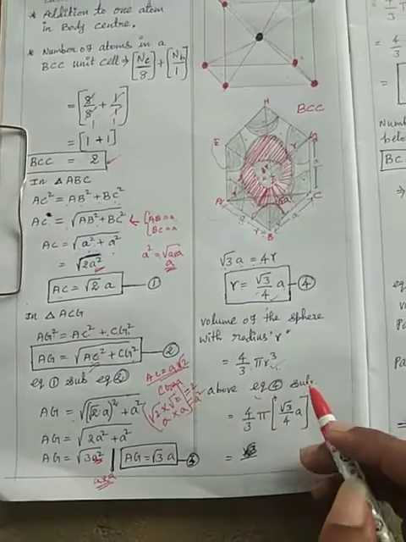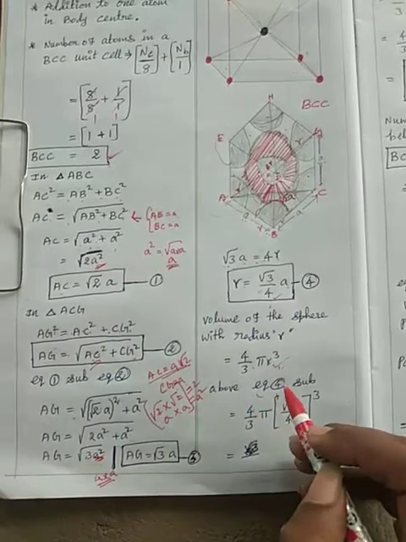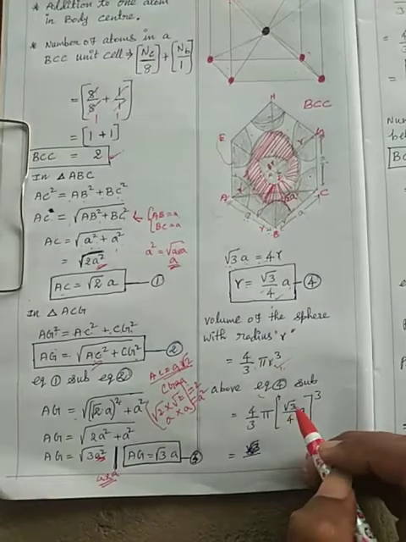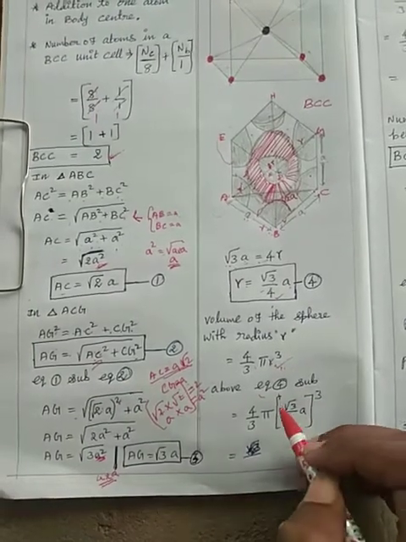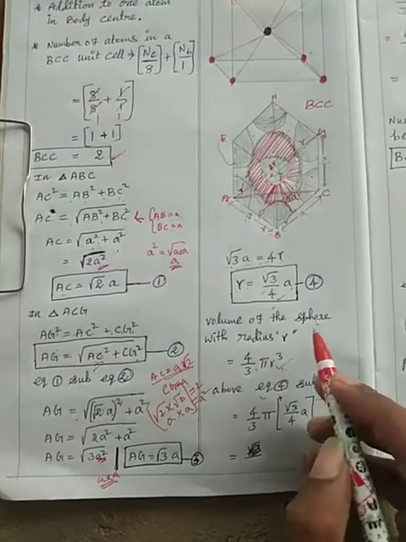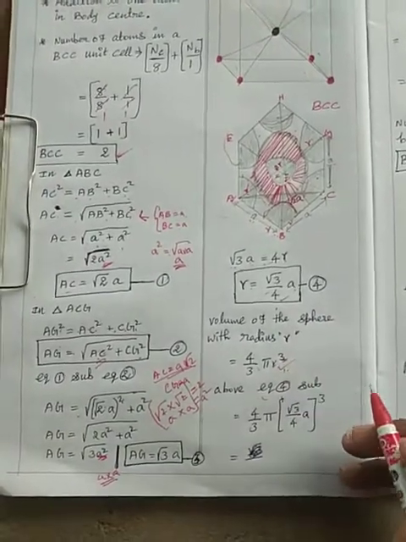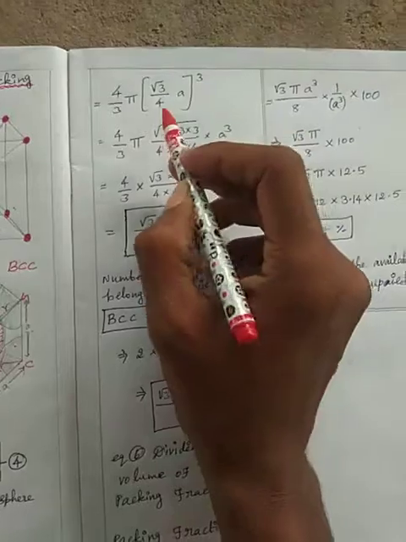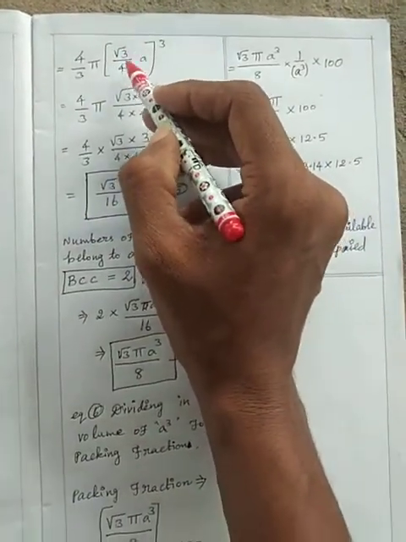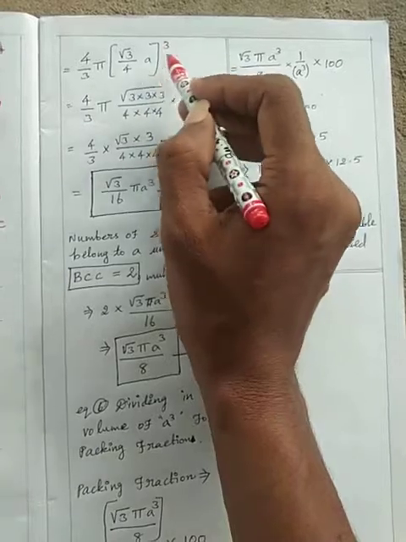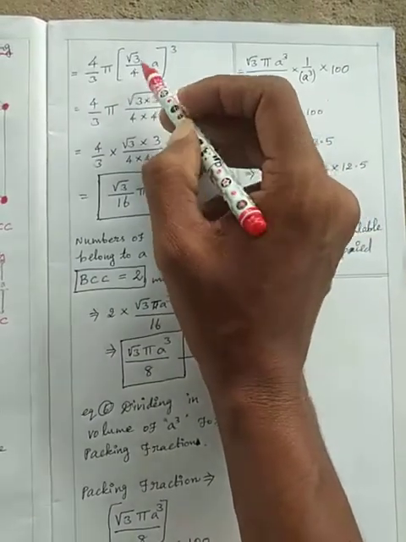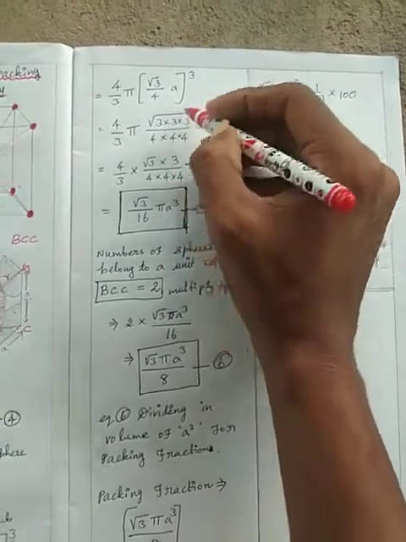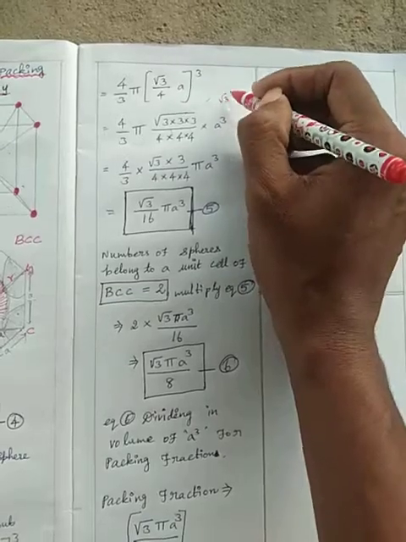Apply the volume of the sphere equation, or apply the above equation number 4. 4 by 3 pi, r is root 3 by 4 into a, the whole bracket in cube is the formula. So 4 by 3 pi times root 3 by 4 a, the whole cube. Apply the cube inside the bracket. So root 3 into 3, that is root 3 whole cube.